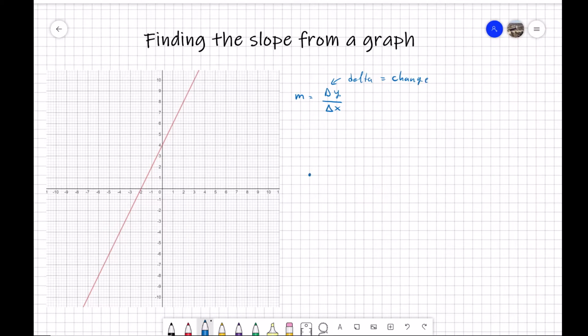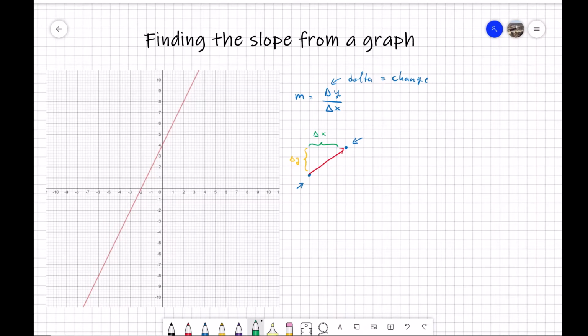Let's take a look at these 2 points. I want to know what's the change in position I need to make to this point in order to get to this other point. Well, all I have to do is move this point in this direction. But we have to define how much we moved up and down, or in the y-axis, and how much we moved left and right, or in the x-axis. So that's how we find the change.